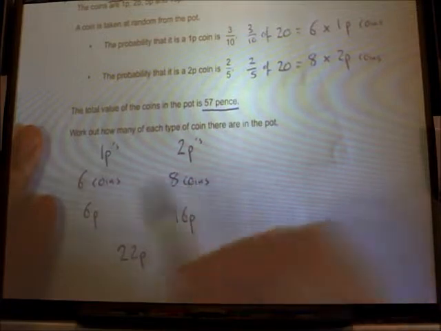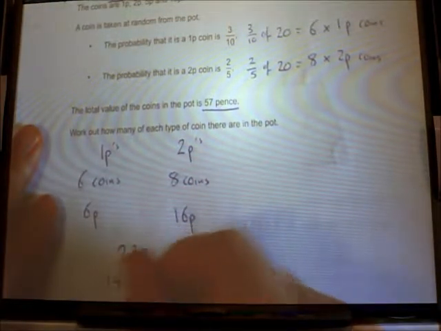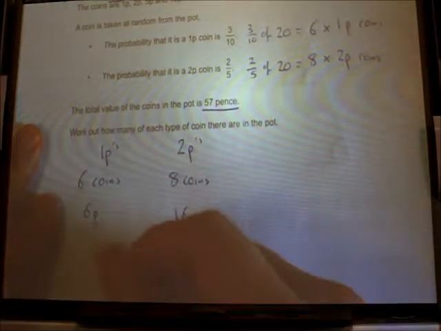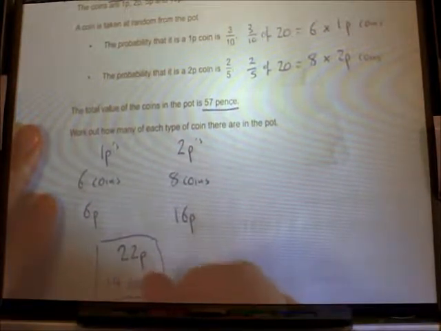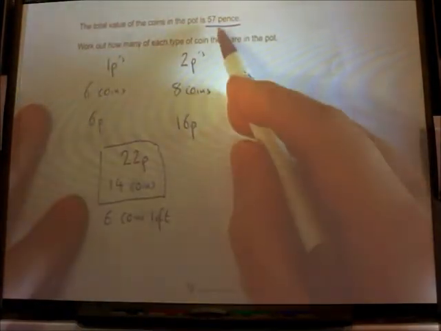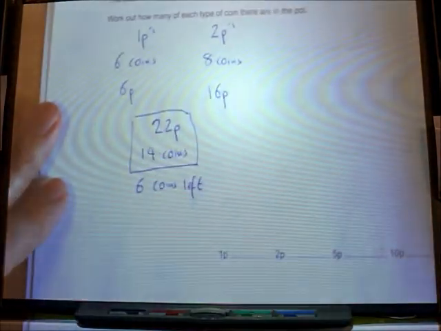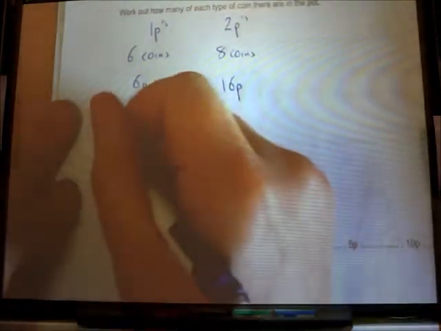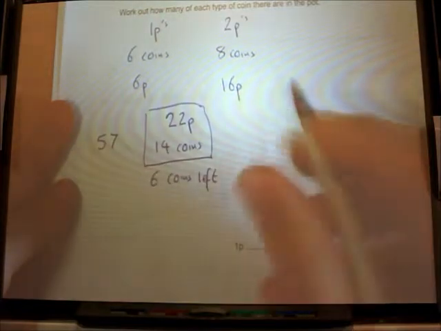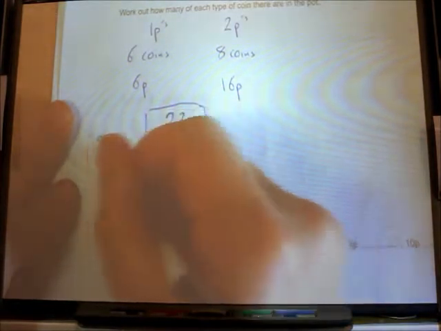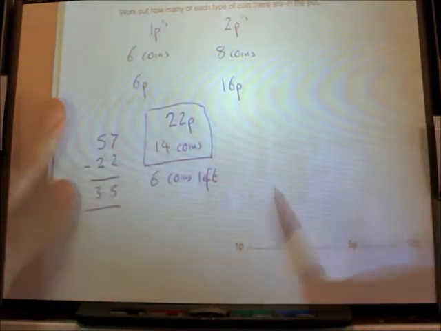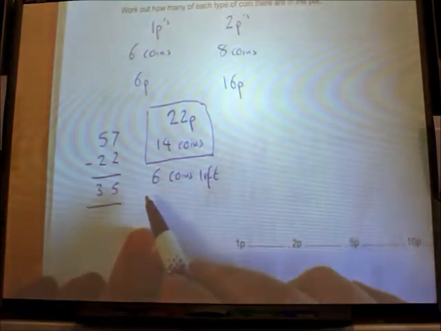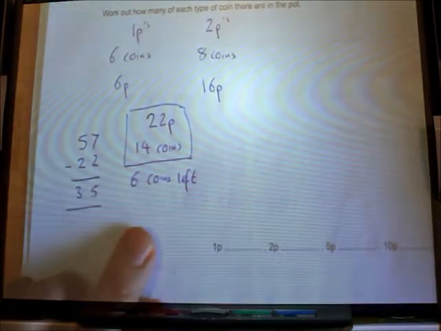And we have used up 14 coins. So that means there are 6 coins left because there's 20 in total. And because they add up to 57 pence, those 6 coins must be of value 57, which is the total, take away 22, is 35 pence. So how can you make 35 pence out of 5p's and 10p's?